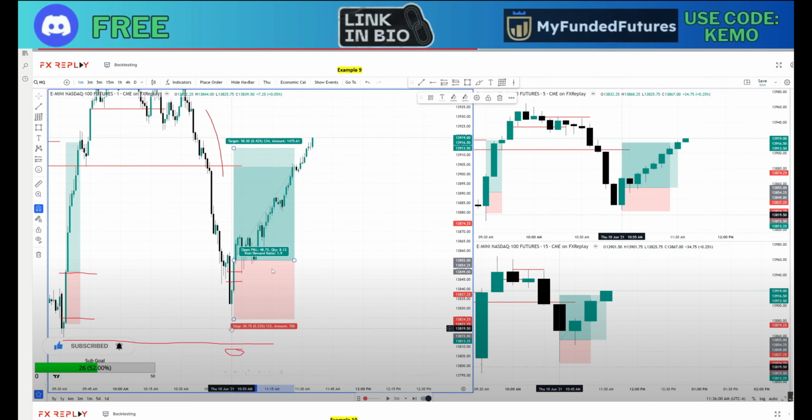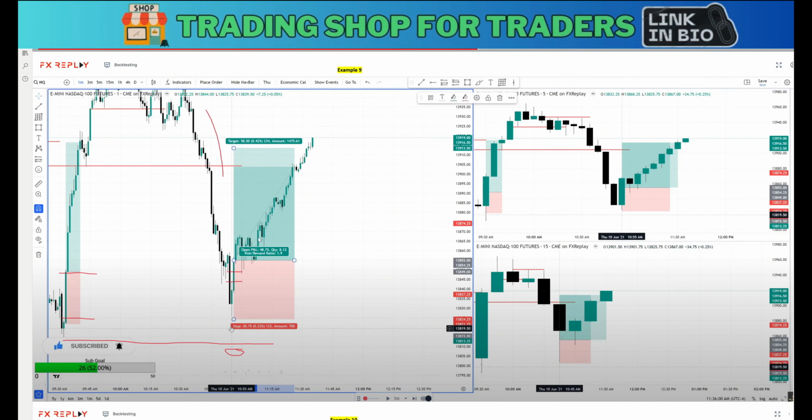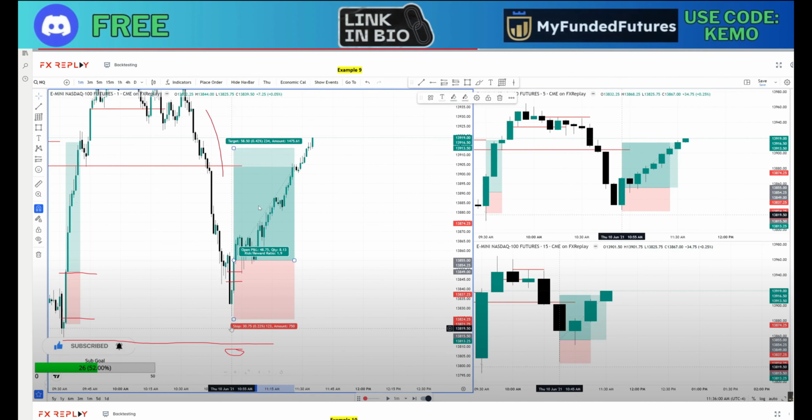Whether you're bullish or bearish, we should have been going to the upside to retrace, to go down, or to fully reverse the move, and this is what happened.